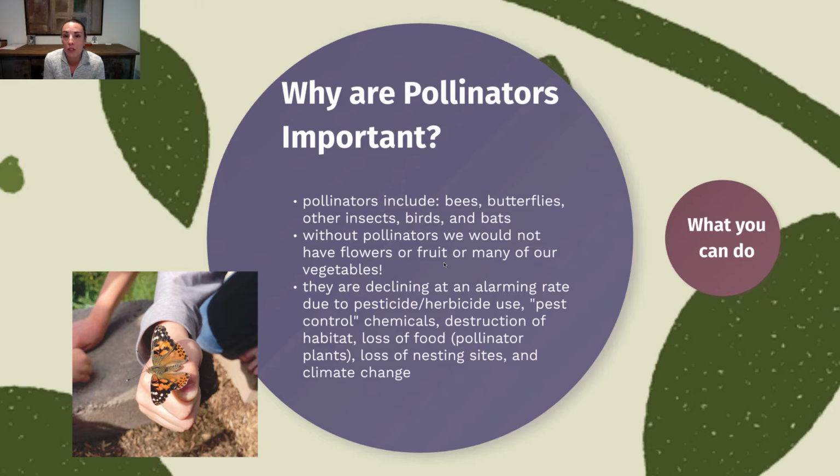Because of the destruction of their habitat, we're wiping out the flowers that they need to survive and that they need to eat. So they're losing their food. They're losing their nesting sites. That also comes with destruction of habitat.